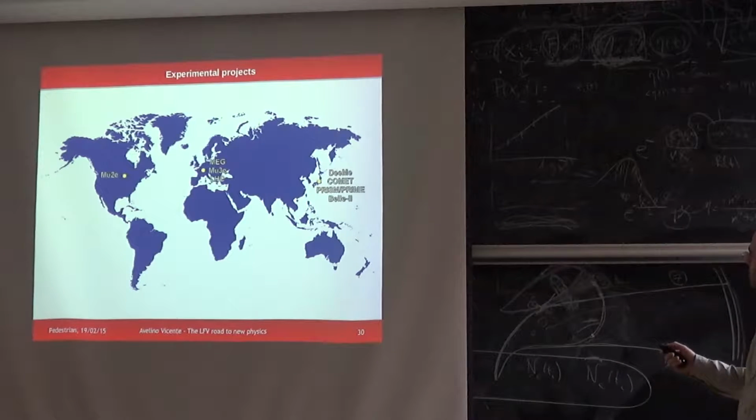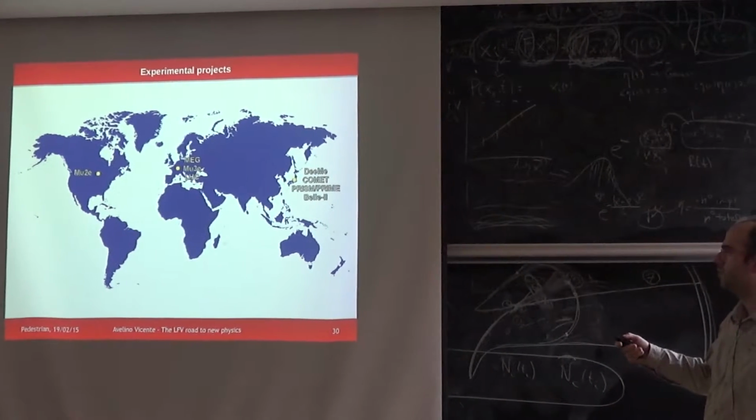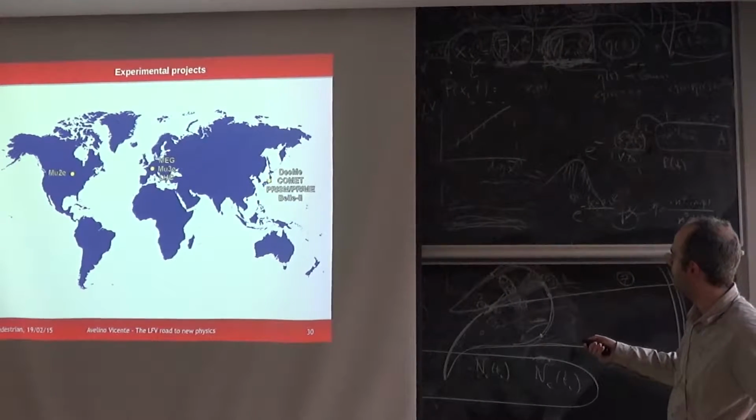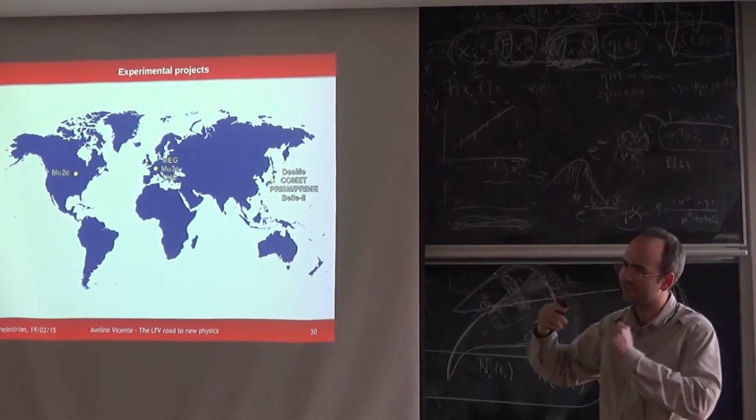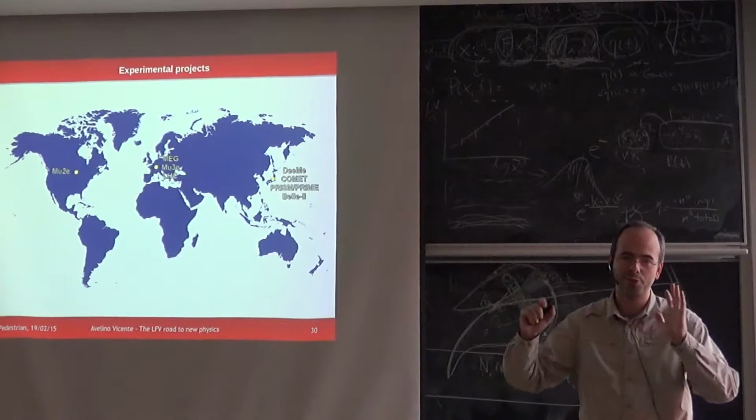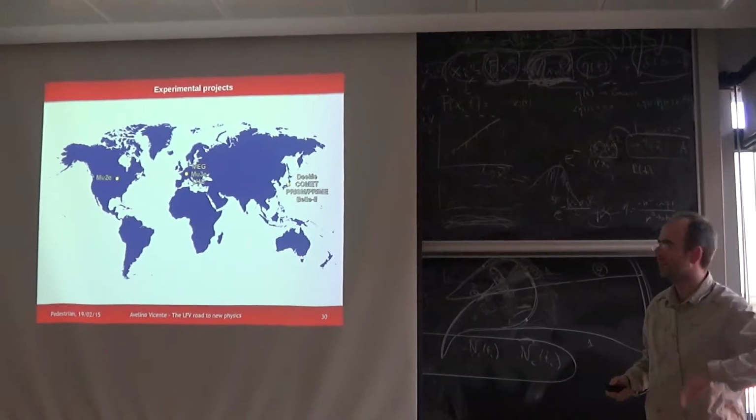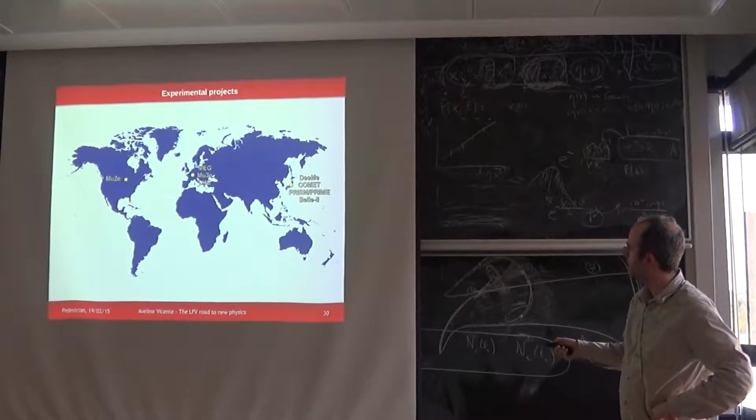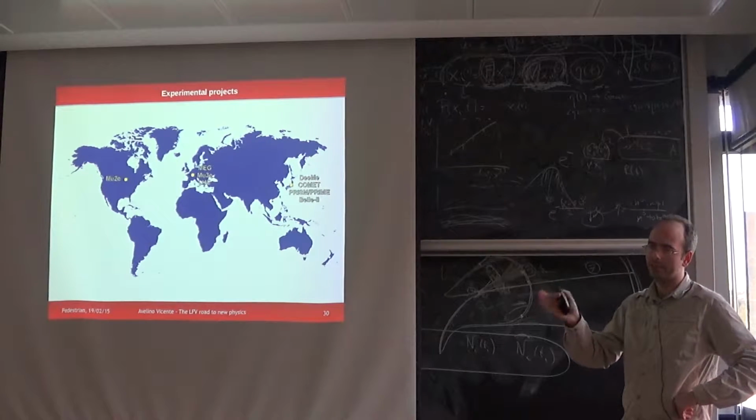LHC, you know, and DeeMe is already about to begin. I don't remember the dates, but I think it should be 2015, so this year. And COMET is for 2018, I think. And then PRISM is in the longest period. I mean, this is for the future. This could be 2020 something. And Mu2e is basically like COMET, 2018, 2020.